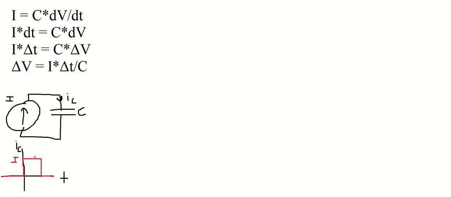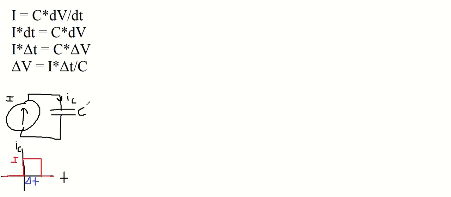So this rectangle right here, the height is clearly just capital I, constant across this whole box. And the duration of time, let's just call delta t. That's the amount of time that we have left our current source turned on. So if we look, the area of this rectangle is I times delta t. Now we've seen that before. It's right up here, I times delta t. And so if we scale that down by C, that's exactly delta V.